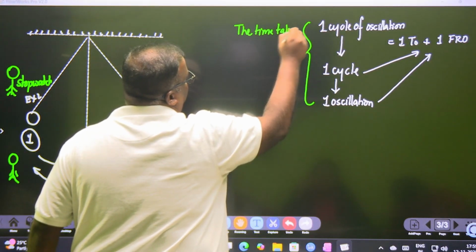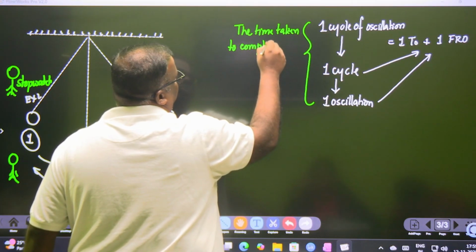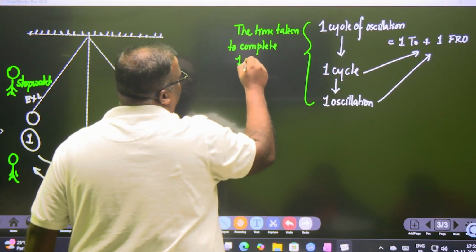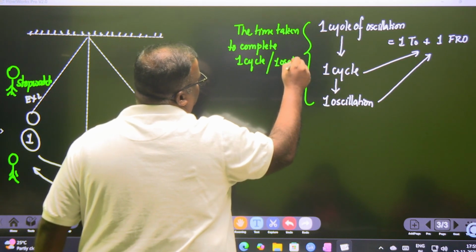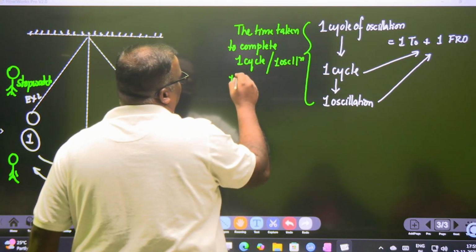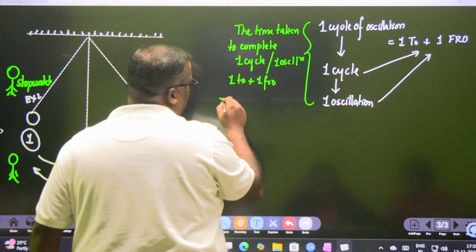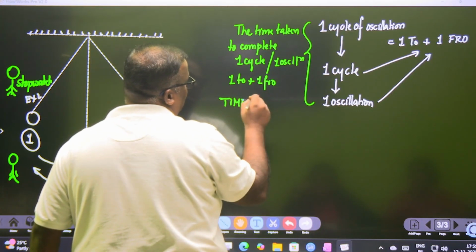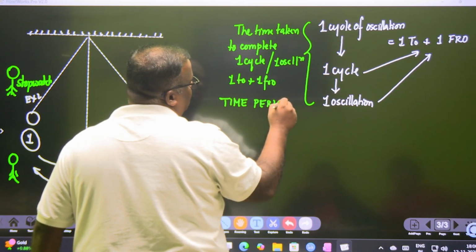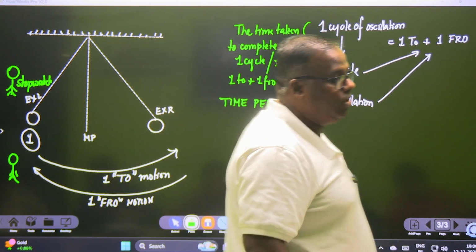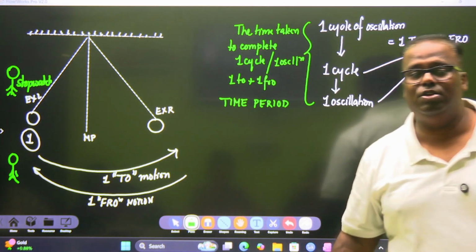the time taken to complete one cycle or one oscillation, or one to and fro, this is known as, you cannot forget this, it will haunt you till 11th, 12th, engineering. This is known as the time period. The time period of the earth to complete one cycle is 365 and 1/4 days.